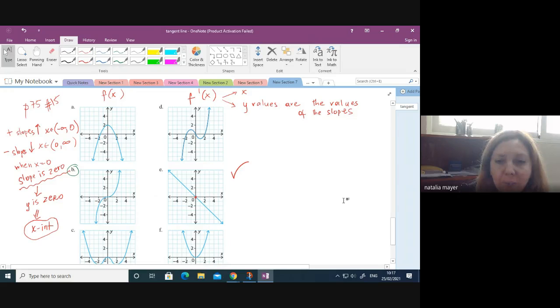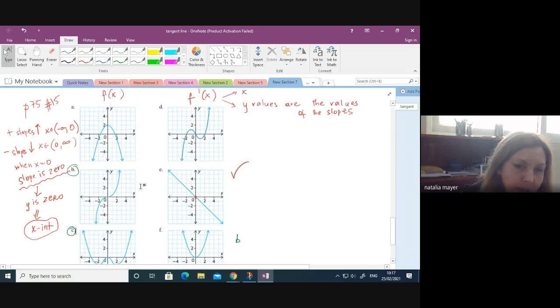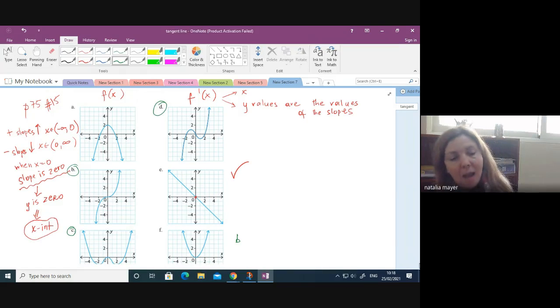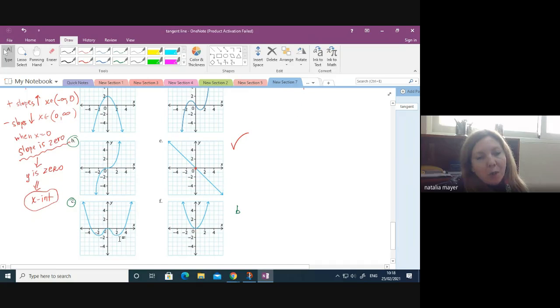Okay, and finally, so this is for B, right? Finally is C. Okay, yes, we know that C is D. Get ready to tell me where the slopes are negative, positive, and where the derivative function is going to have x-intercepts.